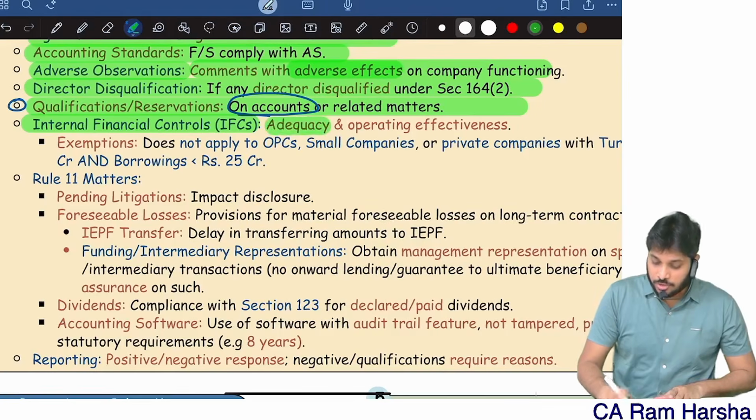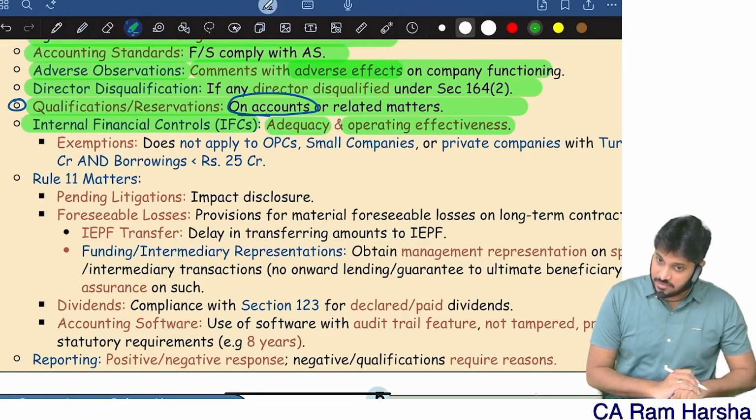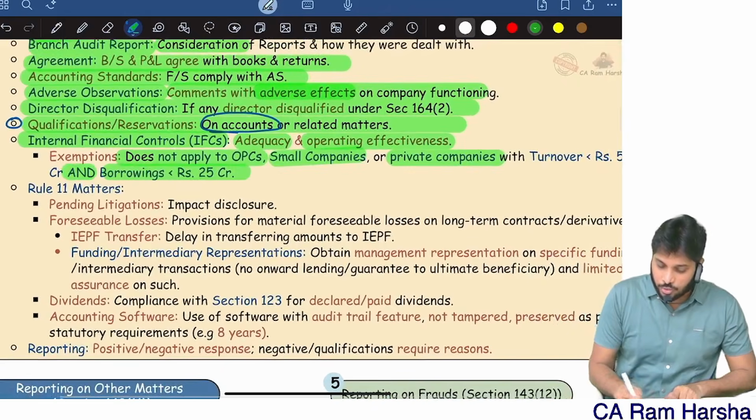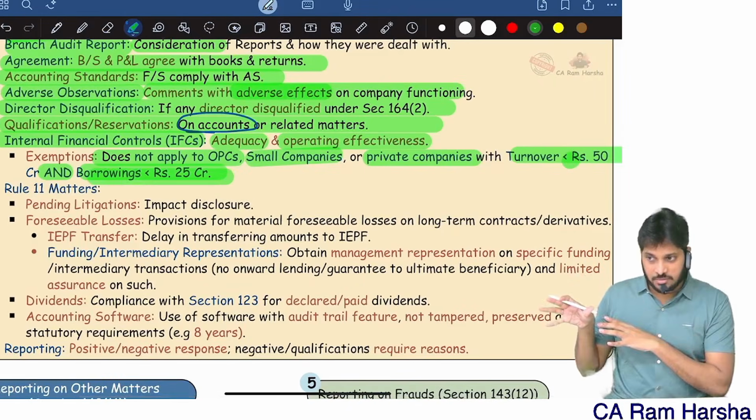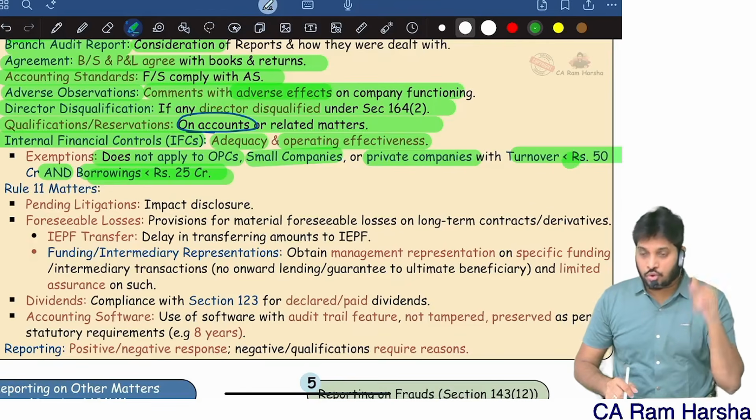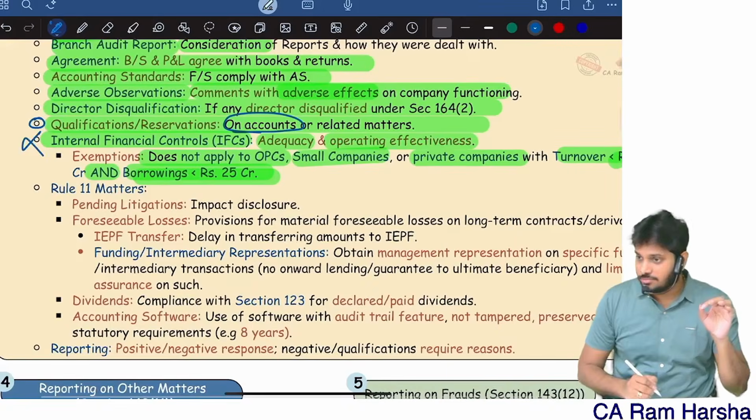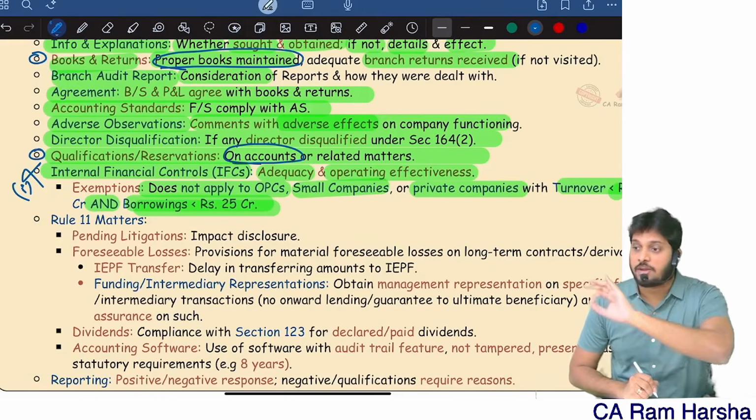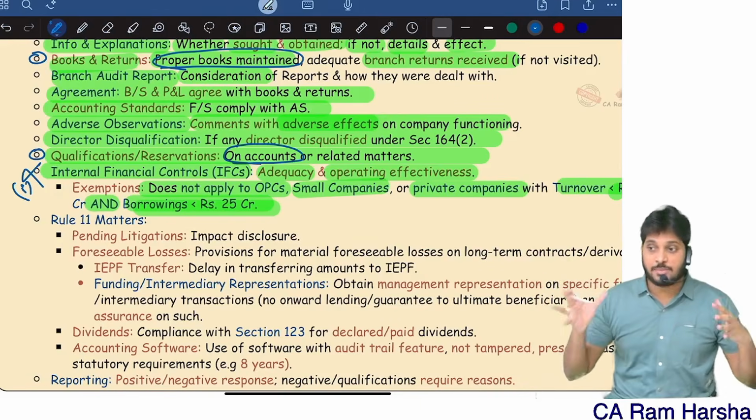You need to talk about whether internal financial controls are adequate and are they operating effectively. And remember, IFC does not apply to one-person company, small company, private company with a turnover and borrowings. Turnover less than 50 crore, borrowings less than 25 crore. So if I'm doing an audit of a private limited company, I don't have to report on this point. IFC point will not apply to that private limited company. I don't have to comment upon it. For all other companies, IFC point I will comment.